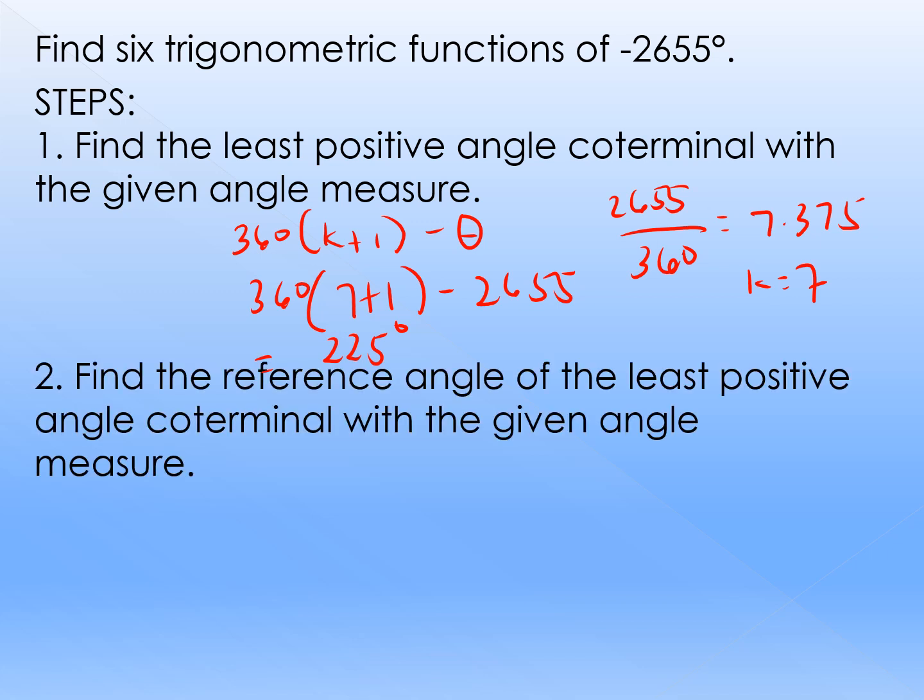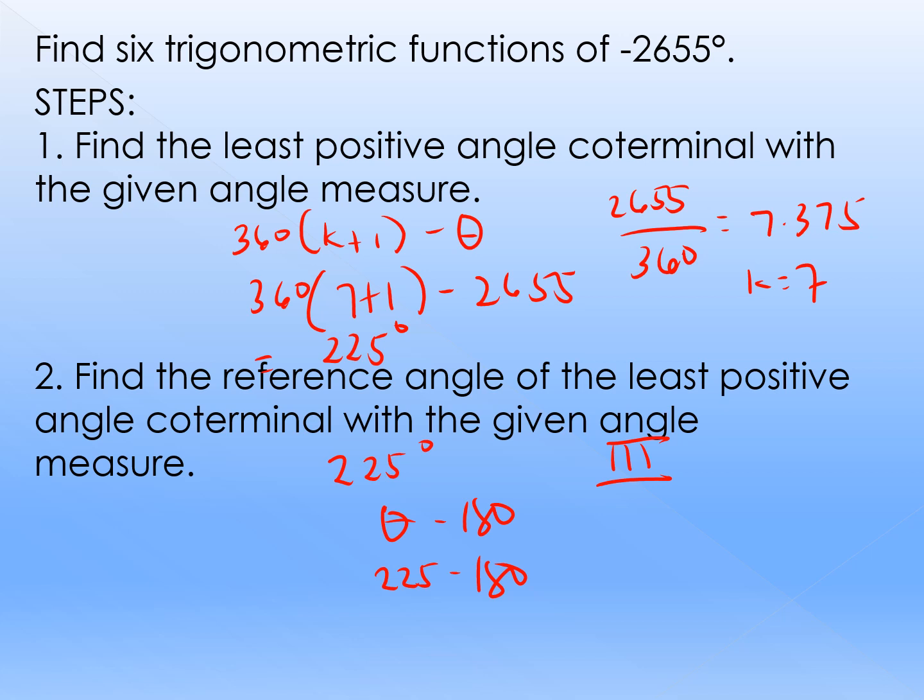Now, to find the reference angle of the least positive angle coterminal with the given angle measure, we have 225 degrees, and 225 degrees is between 180 and 270. Therefore, it falls in quadrant 3. Since it falls in quadrant 3, we're going to apply theta minus 180. So let's bring down 225 minus 180, or let's substitute.